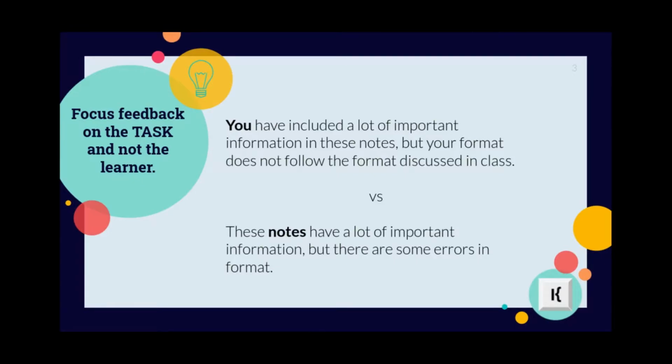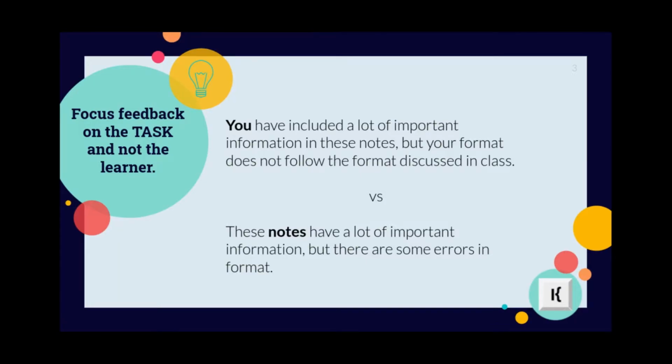So the first thing to consider when giving quality feedback is to focus feedback on the task and not on the learner. So the subject of this feedback needs to be kind of taken away from the learner and the learner's self-esteem and all of those emotions that are kind of built in on that. And that can raise the affective filter of students inside of a classroom.